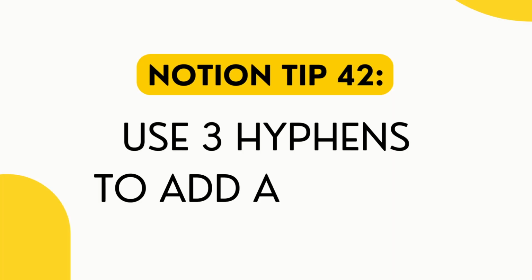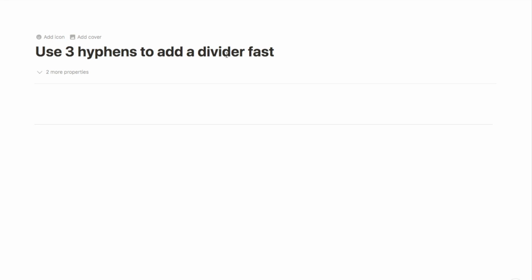Another really quick Notion tip is using 3 hyphens to add a divider fast. As you can see here, I have a grey divider. These are really handy things to add into your Notion space to break things up a little bit. A really quick and easy way to add in a divider is simply by typing in 3 hyphens in a row, and it will automatically add a divider for you.